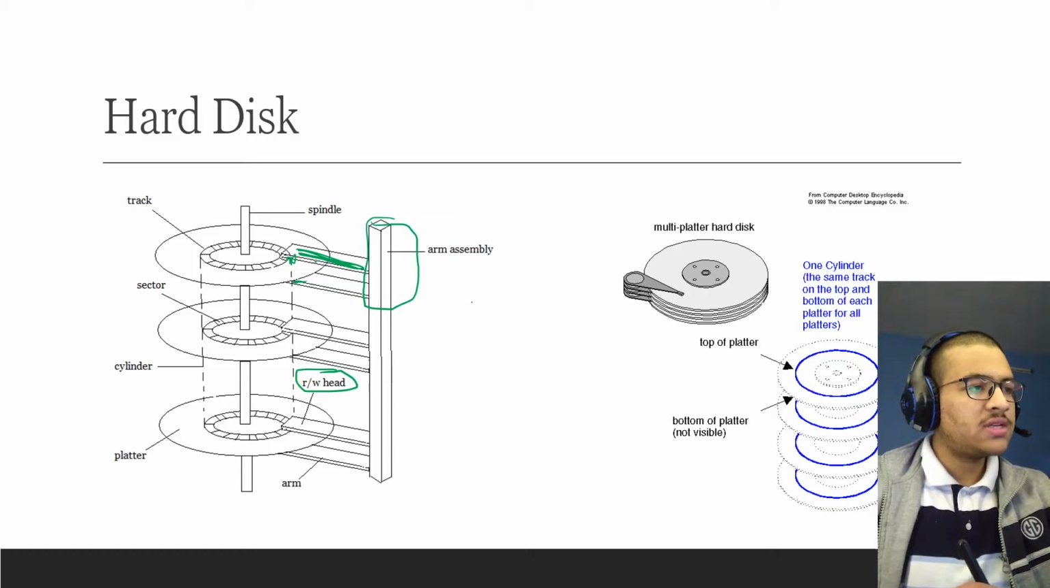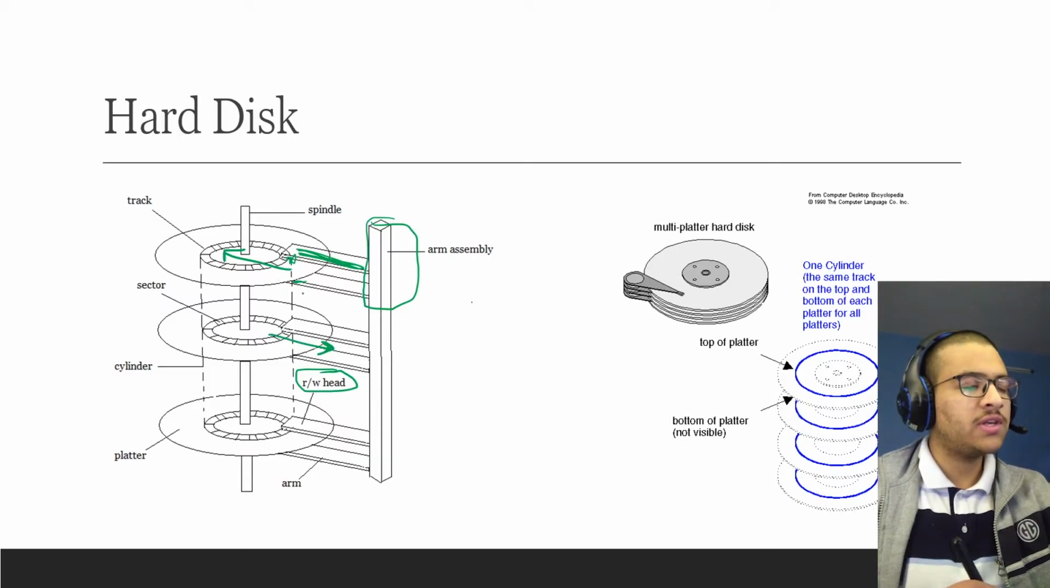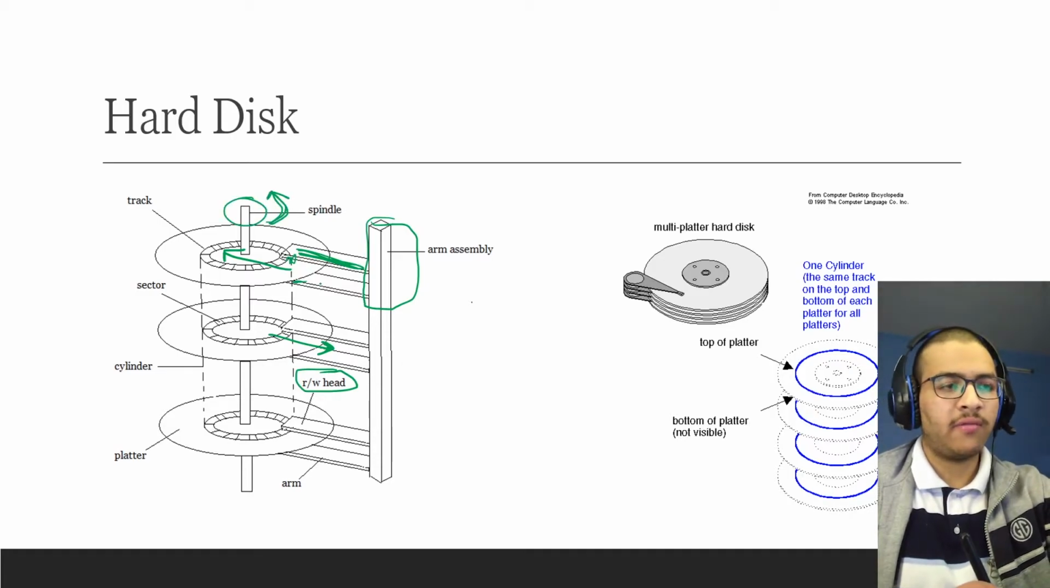The head sliders are basically used to move the heads back or forth in order to reach a particular track or sector, and this all is placed around a spindle which is used to rotate the hard drive.